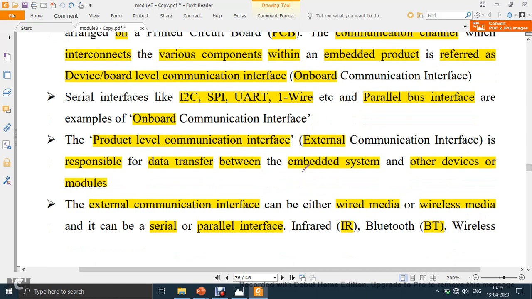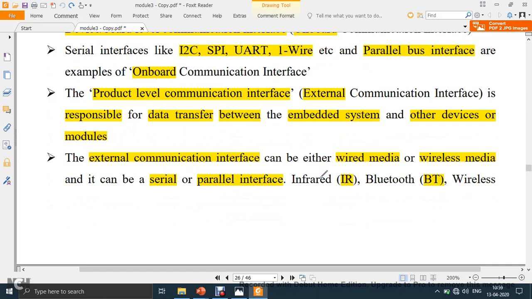Okay. You might be familiar with the Raspberry Pi having USB ports, right? So what are these USB ports used for? Suppose you want to connect a USB mouse or a USB keyboard. So what are these USB mouse and USB keyboard? They are peripherals. They are not present on the Raspberry Pi. They have to be connected externally. So USB also becomes an external communication interface. Okay, I hope you are getting this.